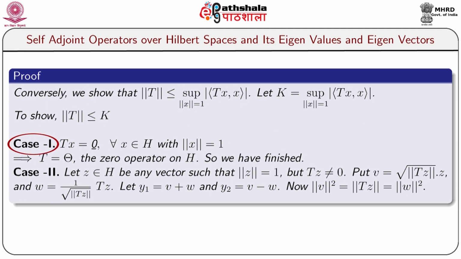For case 1, Tx equals the zero vector for all x belonging to H with norm x equal to 1. This implies that T equals the zero operator on H. So, in this case we have finished it.